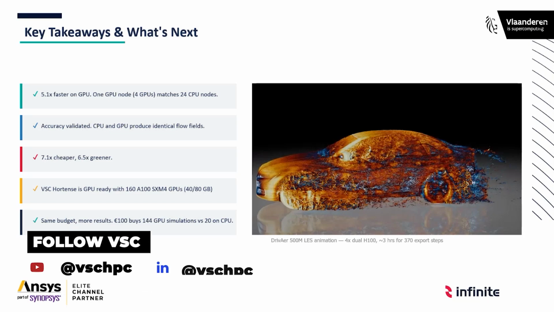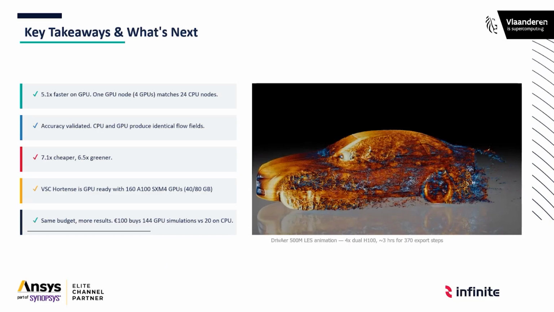We can conclude that the VSC Hortense is GPU ready with 160 A100s, either 40 or 80 gigabytes, and more to come. And in budget, we can now buy a lot more CFD simulations, 144 compared to 20 on a CPU, which enables you to run more designs, more situations, or just go into more accurate simulations, like we can see over here with the DrivAer 500 million case, which is an LES simulation run on 4 H100s.